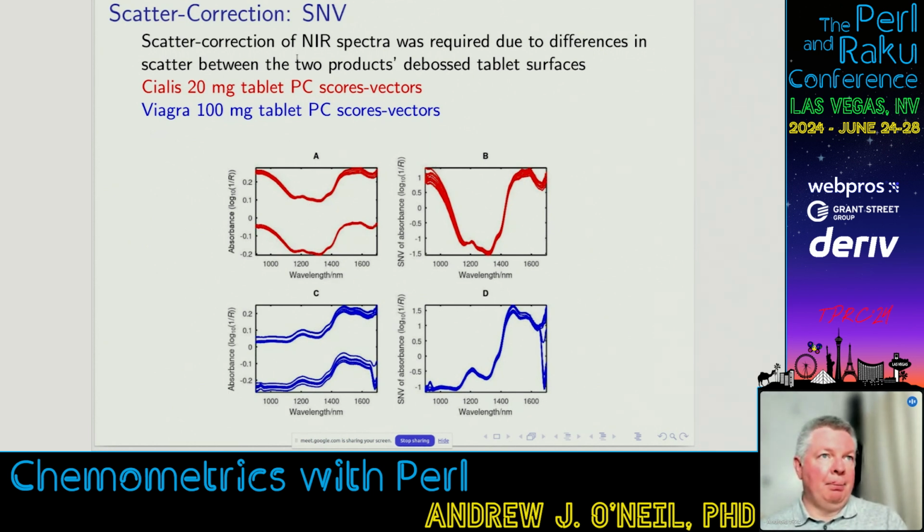So by performing what's called the standard normal variate correction, you get subplot B and subplot D, and you can see the spectra now overlay much better, so that the unuseful variance between the spectra has been eliminated largely by performing an SNV. And with the SNV data, it's now possible to produce the qualitative model based on PCA.